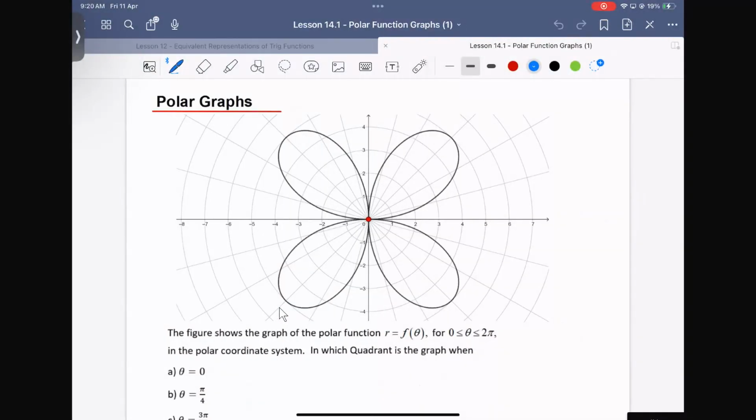We want to try and read it. So in what quadrant is the graph when theta equals 0? We have the graph of r equals f of theta drawn from 0 to 2 pi. And what quadrant is it going to be in when theta equals 0? When theta equals 0, that means the angle is pointing in this direction.